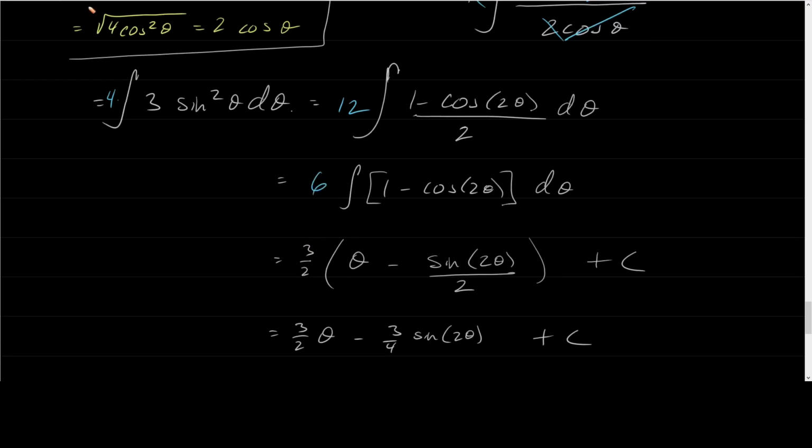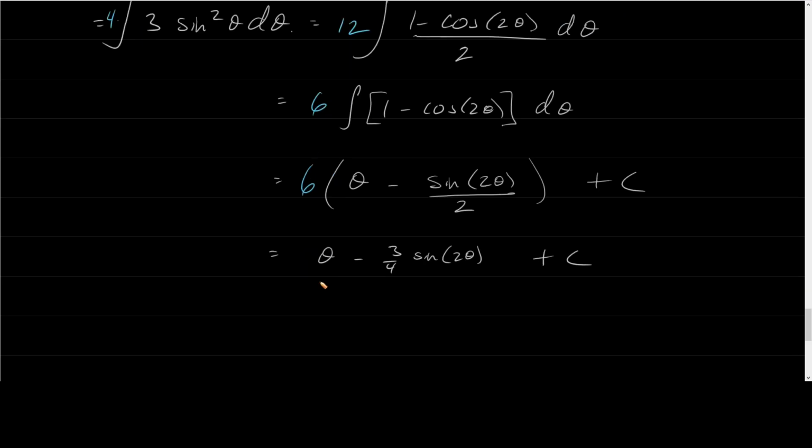And that 3 halves is not a 3 halves. It is a 6. And when I distribute that 6, I end up with 6 theta minus 3 sine of 2 theta. All right, good. We're all caught up now.